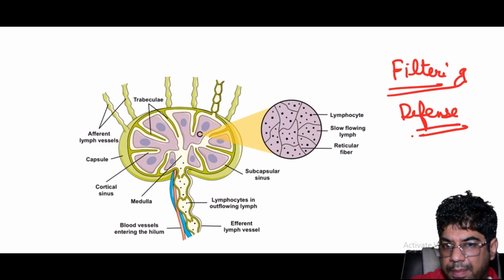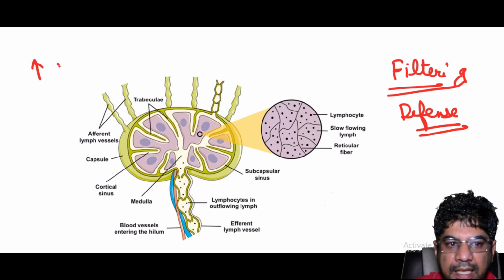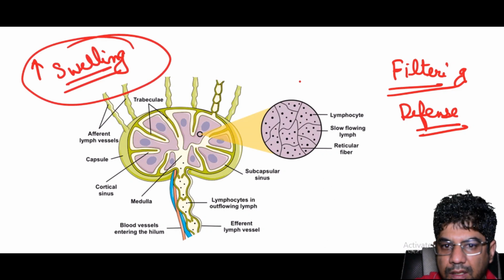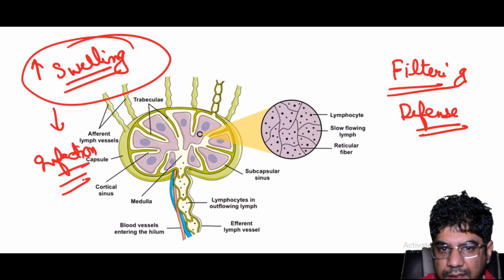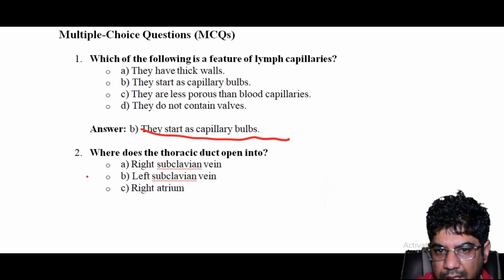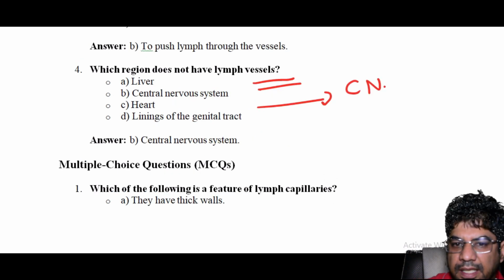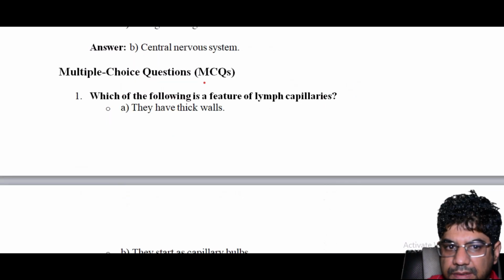Now, remember that whenever infection occurs, the lymph nodes in the affected area swell due to their increased activity. And the most common cause of a swollen lymph node would be infection. And the swelling generally reduces within 1 to 2 weeks after the recovery. So, question: which region does not have lymph vessels? The answer is the central nervous system.